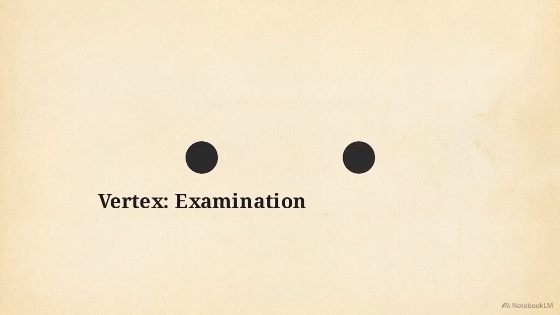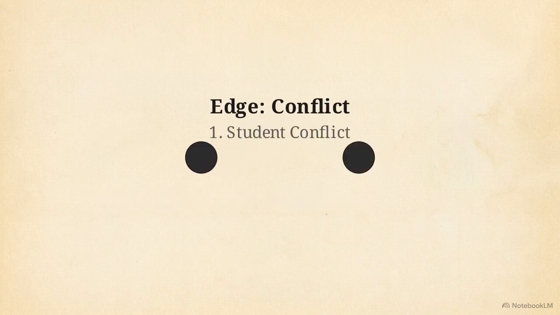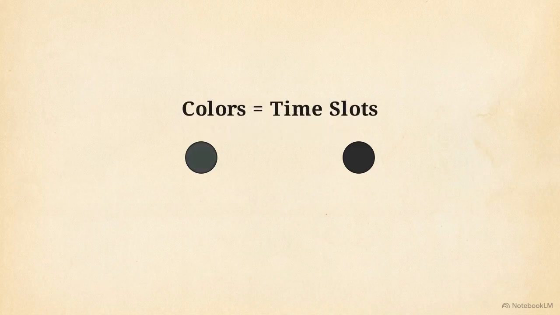We represent every individual examination as a single point, which we call a vertex. If two exams conflict, we draw a line connecting them, an edge. A conflict usually means one of three things. A student is enrolled in both exams, they require the exact same room, or faculty constraints mean they cannot occur simultaneously.